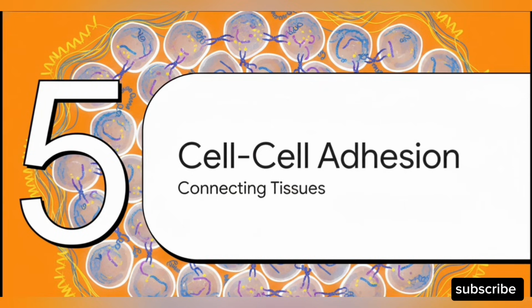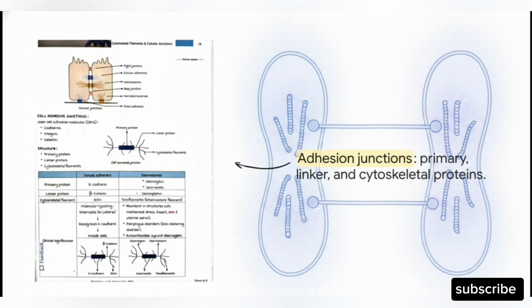Moving on to section 5, cell-cell adhesion junctions. So we spent a lot of time on the internal skeleton. Now let's talk about how these cells physically hold hands and tightly connect to one another in tissues. Every major adhesive junction basically relies on 3 main components. You've got a primary protein that spans the physical gap outside between the 2 cells, a linker protein that connects it just inside the cell membrane, and finally, a massive cytoskeletal filament that anchors the entire structure deep within the cell for real structural strength.